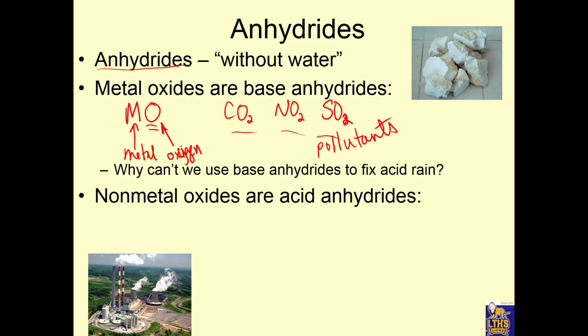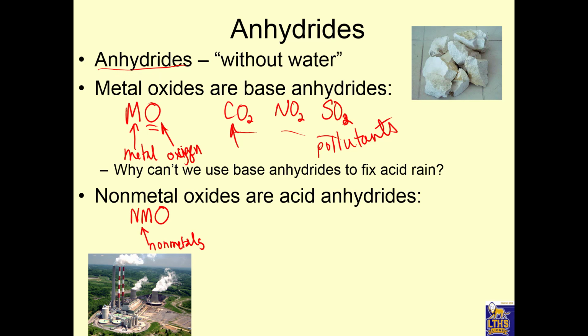Right? So why can't base anhydrides fix acid rain? If we can get acid rain from non-metal oxides, non-metals are called acid anhydrides. Well, I just totally messed this up, didn't I? Did anybody look at this and say, Harbin, that's not a metal? All right, so I'm going to switch them. No, I'm not. Come on, this is forever. And I'm not retaking this.